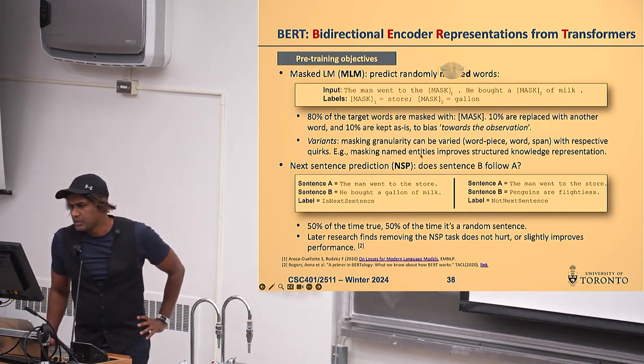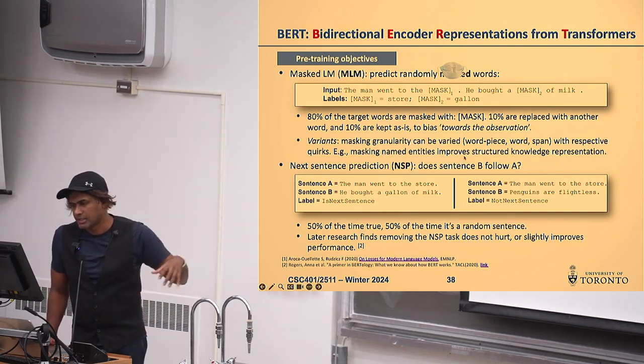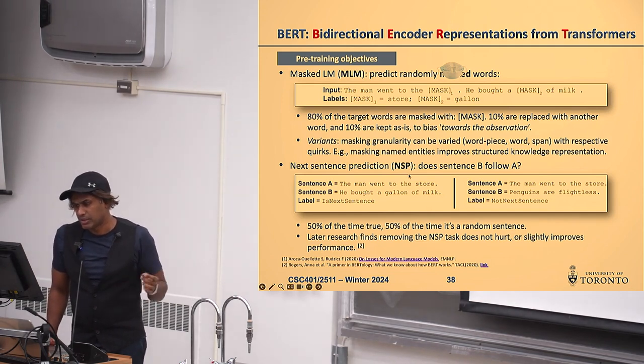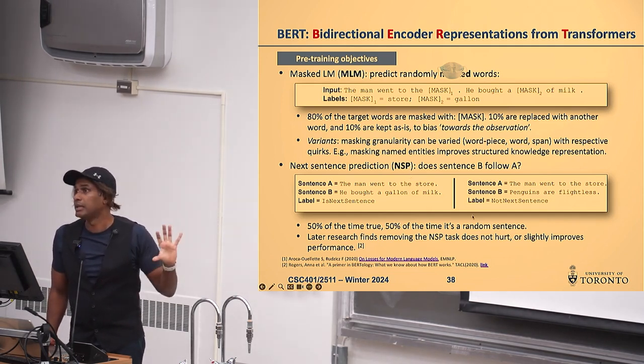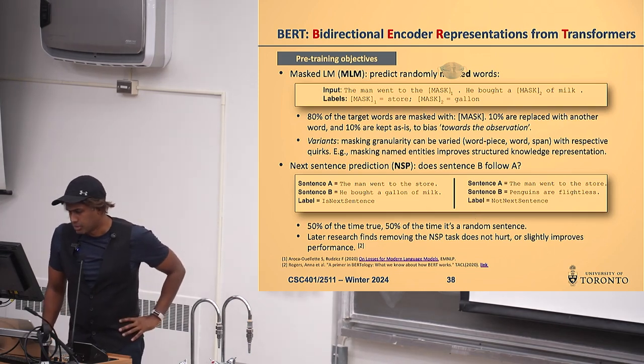And this slide essentially talks about a little bit more details of how the masked LM objective is actually trained. They use two tasks. There's another task, next sentence prediction, but later research showed that removing this task didn't really affect the performance of the language model.